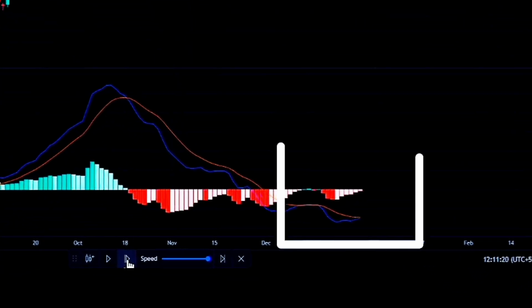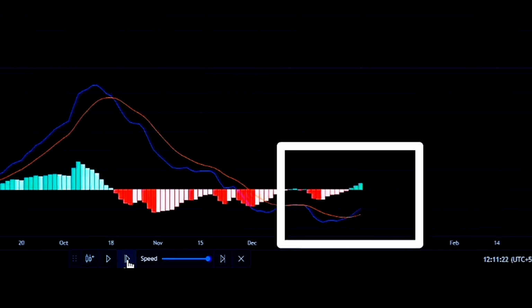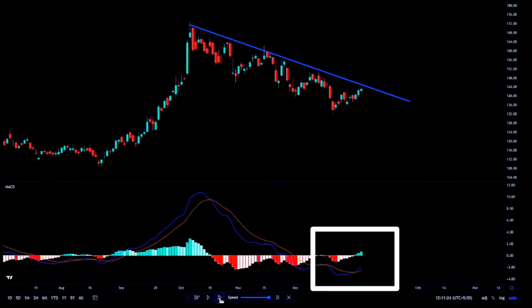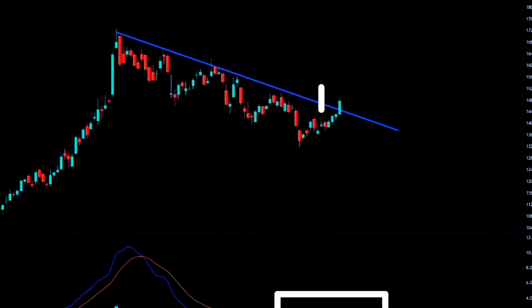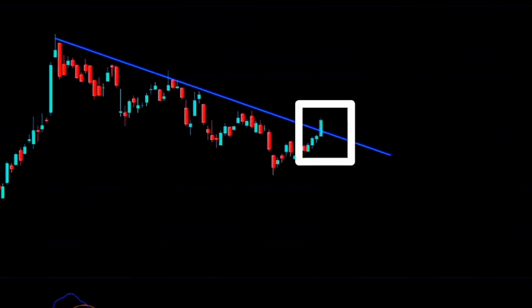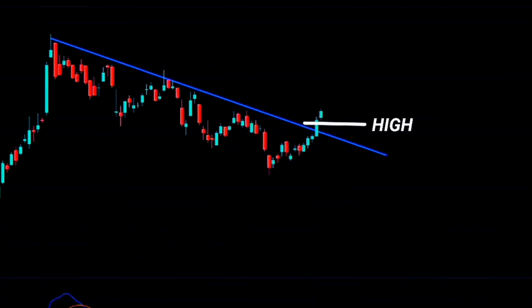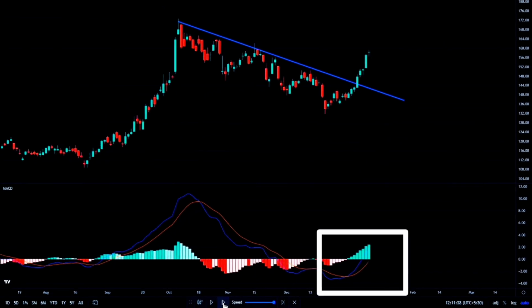Next, at this point, you'll see a bullish crossover in the MACD. However, you should not take a trade immediately. You need to wait for the trend line to break. Next, at this point, a green candle breaks the trend line. So, if the high of this green candle is broken the next day, you can buy here. Now let's look at another example.